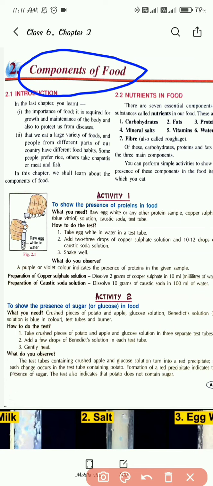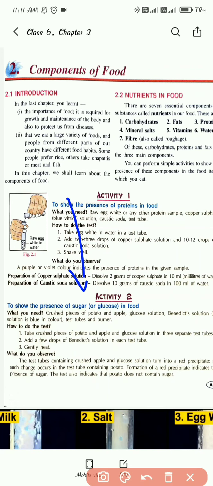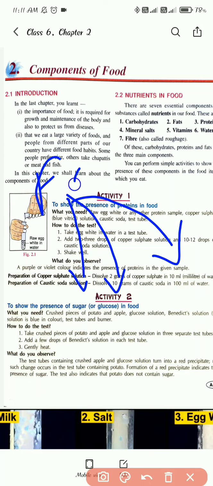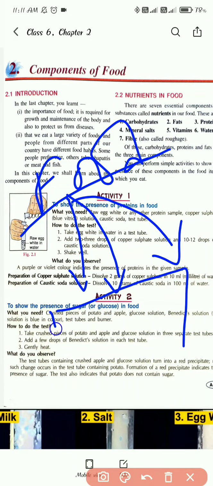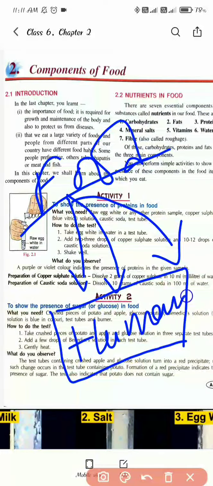Why do we eat food? We eat food because of some reasons. There must be something inside the food that our body needs. So we'll study about all the components present in the food. There are various components present in the food which make food important for us. We need food because of some important components that are present in the food. So we'll learn about them.